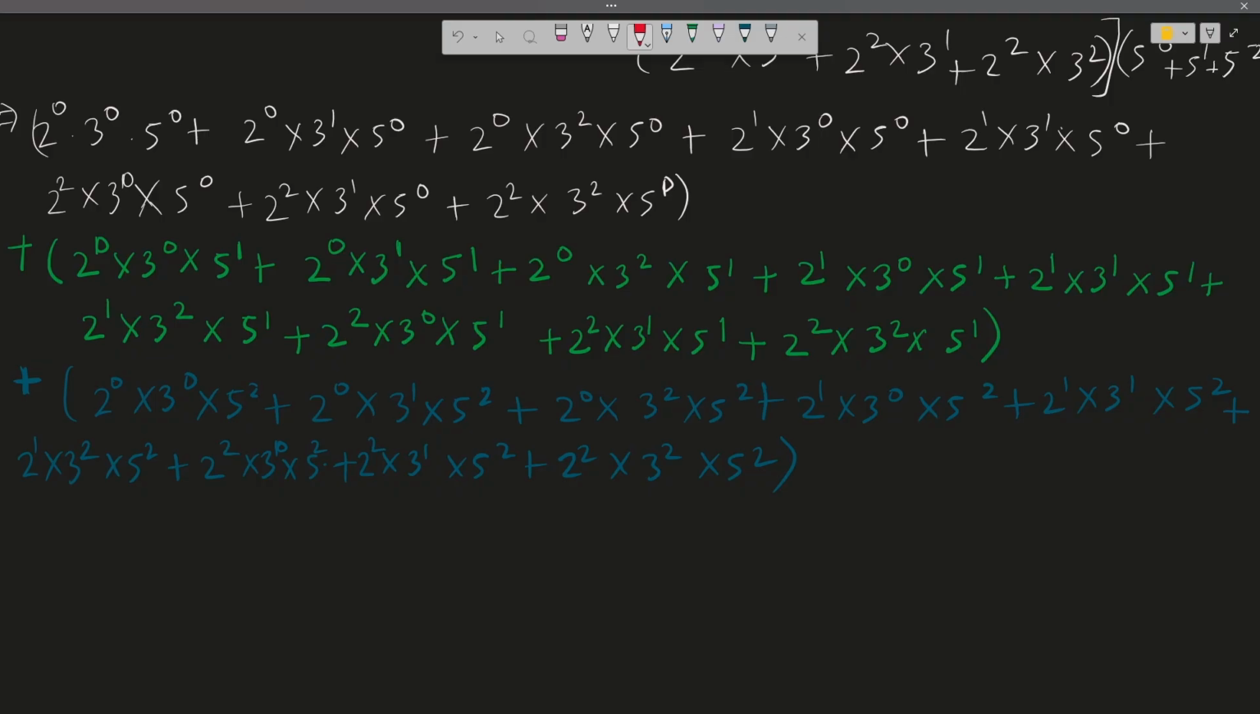How could we reach this? If you observe carefully, here 1 multiplied by this number, which is 900, gives us 900, right? Similarly, 2 to the power 0 is 1, 3 to the power 1 is 3, and 5 to the power 0 is 1. So the whole number becomes 3. And the second last number is 2 square into 3 to the power 1 into 5 square.